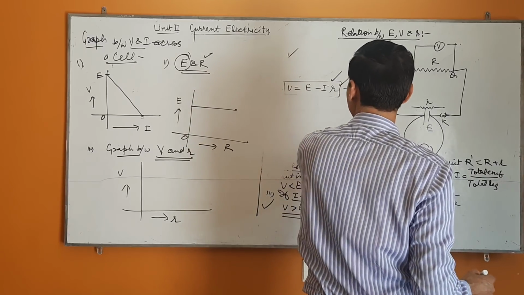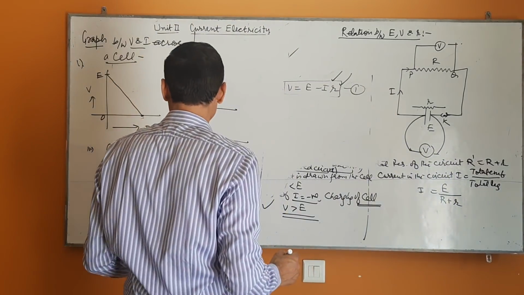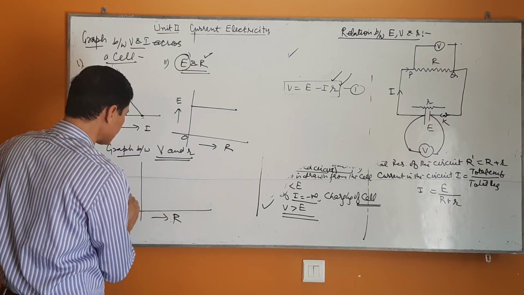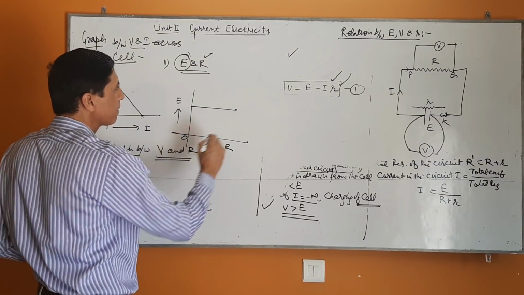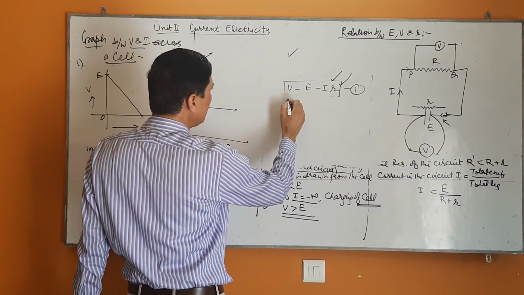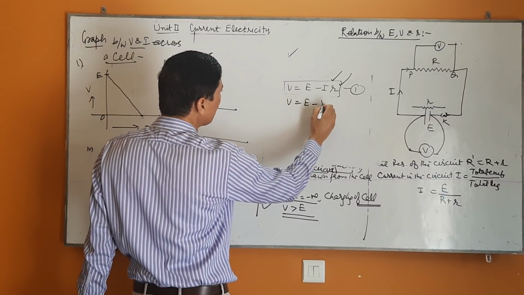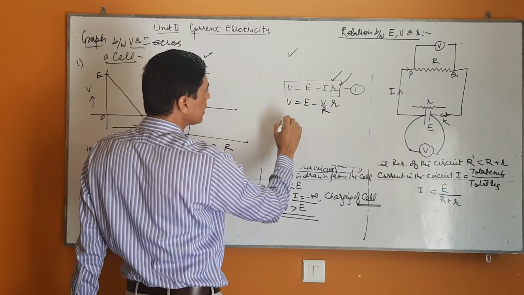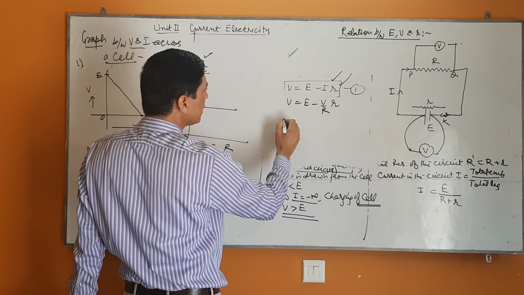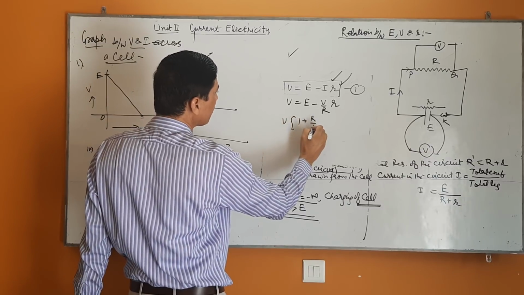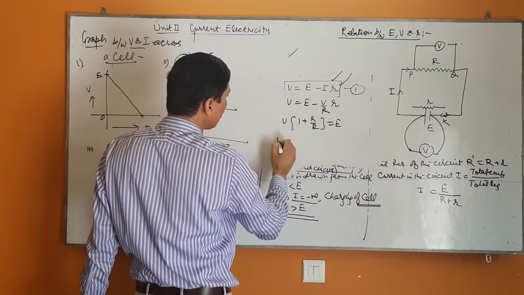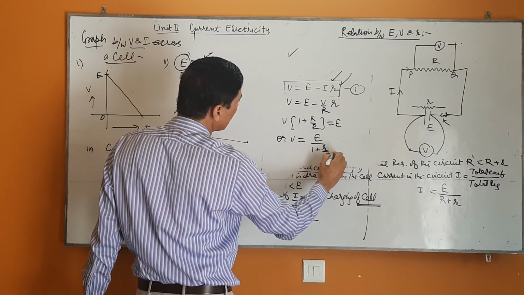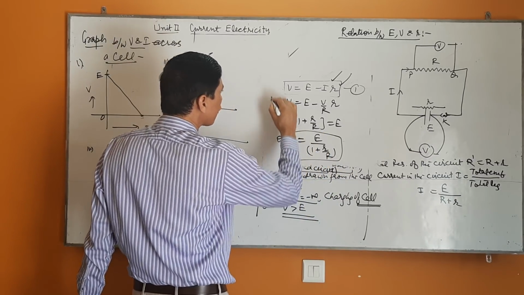What graph will come? Here small r is also fixed, so it is V and capital R. V is equal to E minus I into r, and I is equal to V upon R. Let's arrange this term on this side. Then V times (1 plus r upon R) is equal to E, or V is equal to E upon (1 plus r upon R). Let's see.